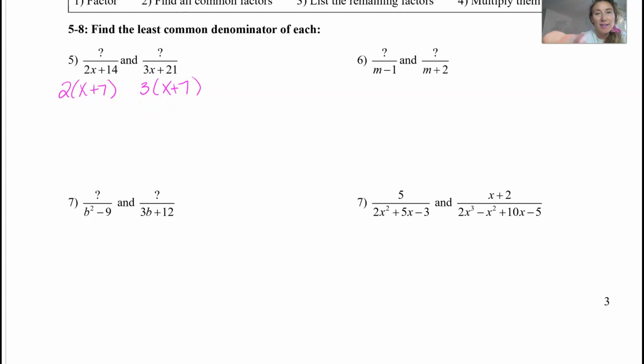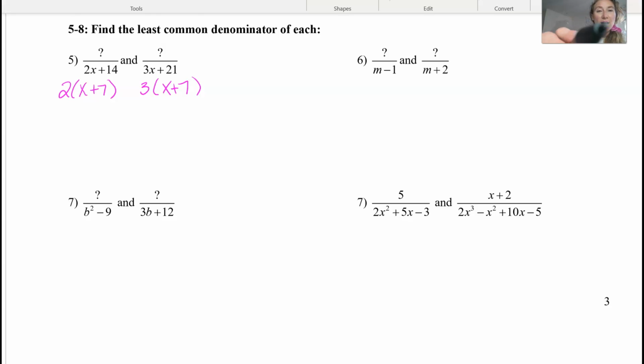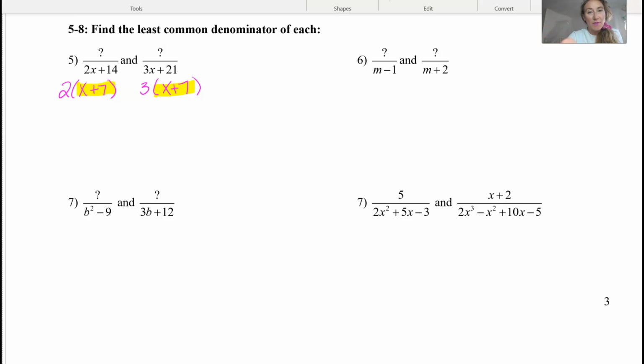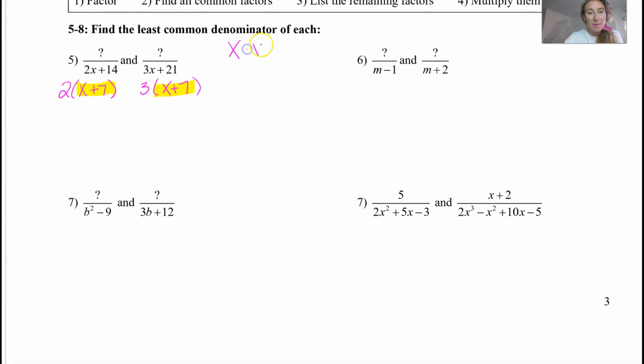I need you to pay attention to this example specifically because there's this part here, which is called a binomial. A binomial is like a word, okay? It's like the word cat versus the 2, which is like the letter I. With cat, you can't separate any part of the word. My students will often want to say, well, if I have x and then I have x plus 7, let's say I have x times x plus 7. These are the two denominators. I just need to times this one by 7.